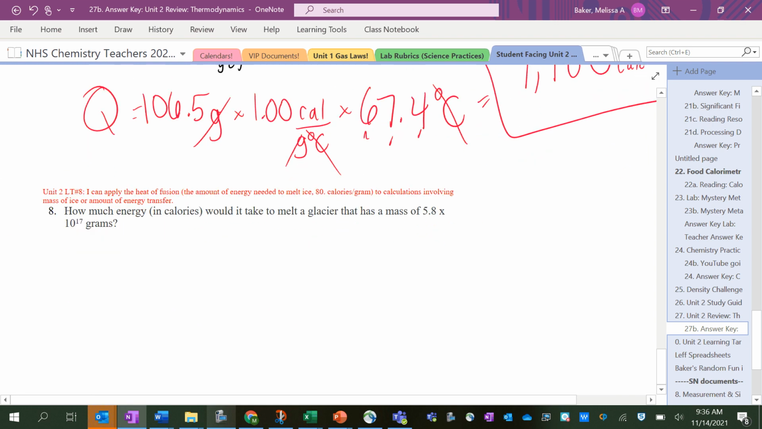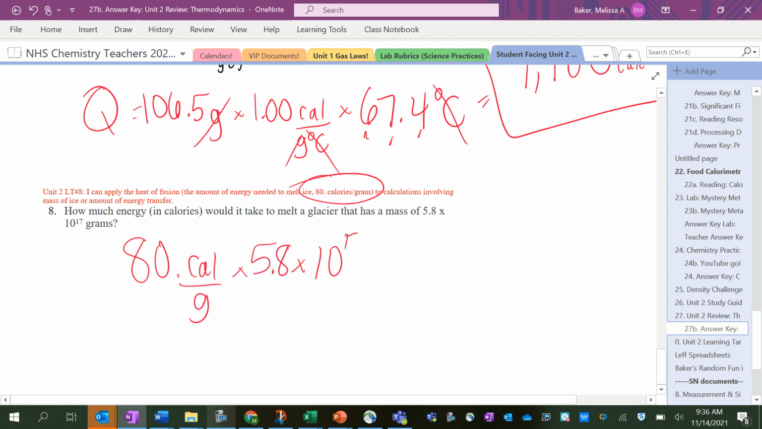How much energy in calories would it take to melt a glacier that has a mass of 5.8 times 10 to the 17th grams? Well, it says here it takes 80 calories per gram to melt ice. And here we're trying to melt 5.8 times 10 to the 17th grams. So we need to multiply. So 80 times 5.8 E17, 4.6 times 10 to the 19th calories.